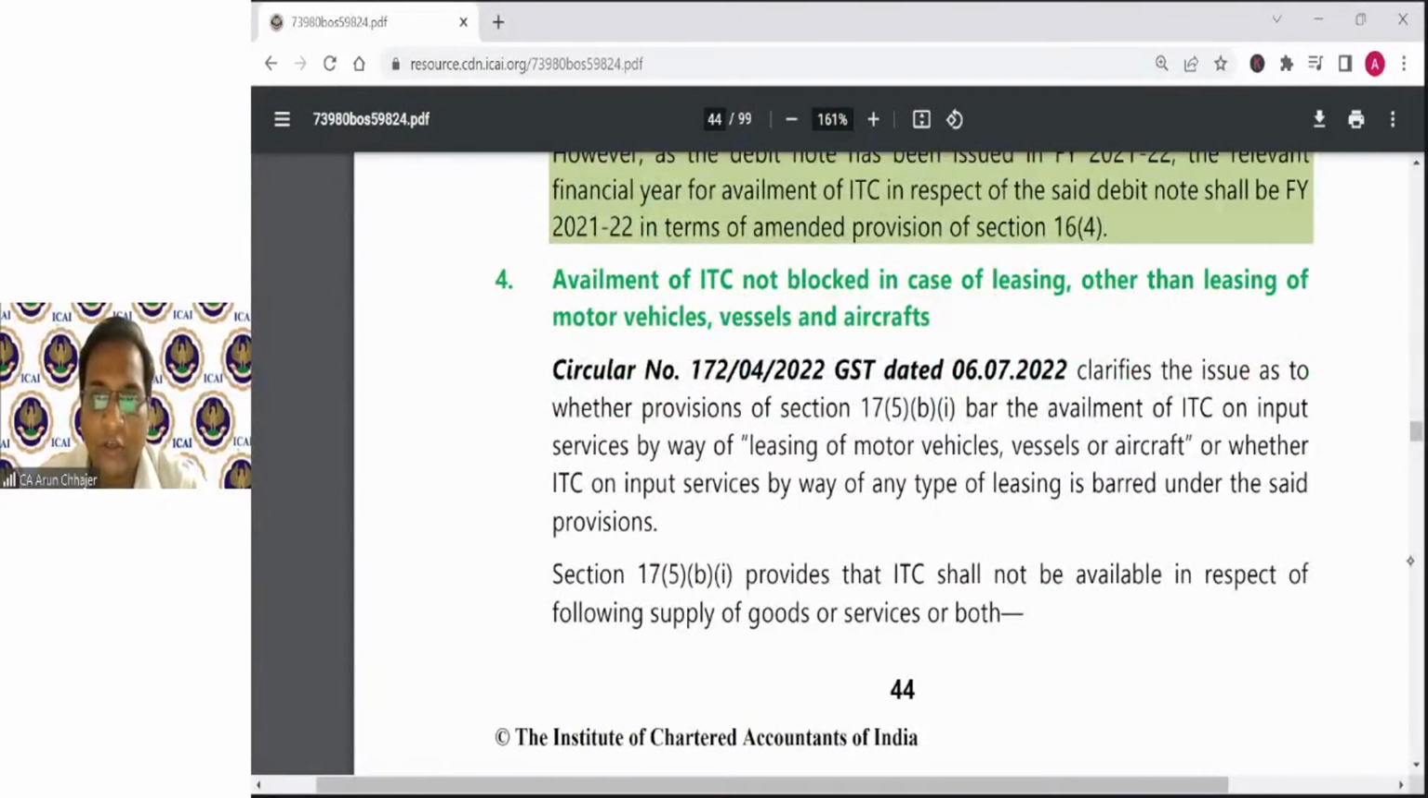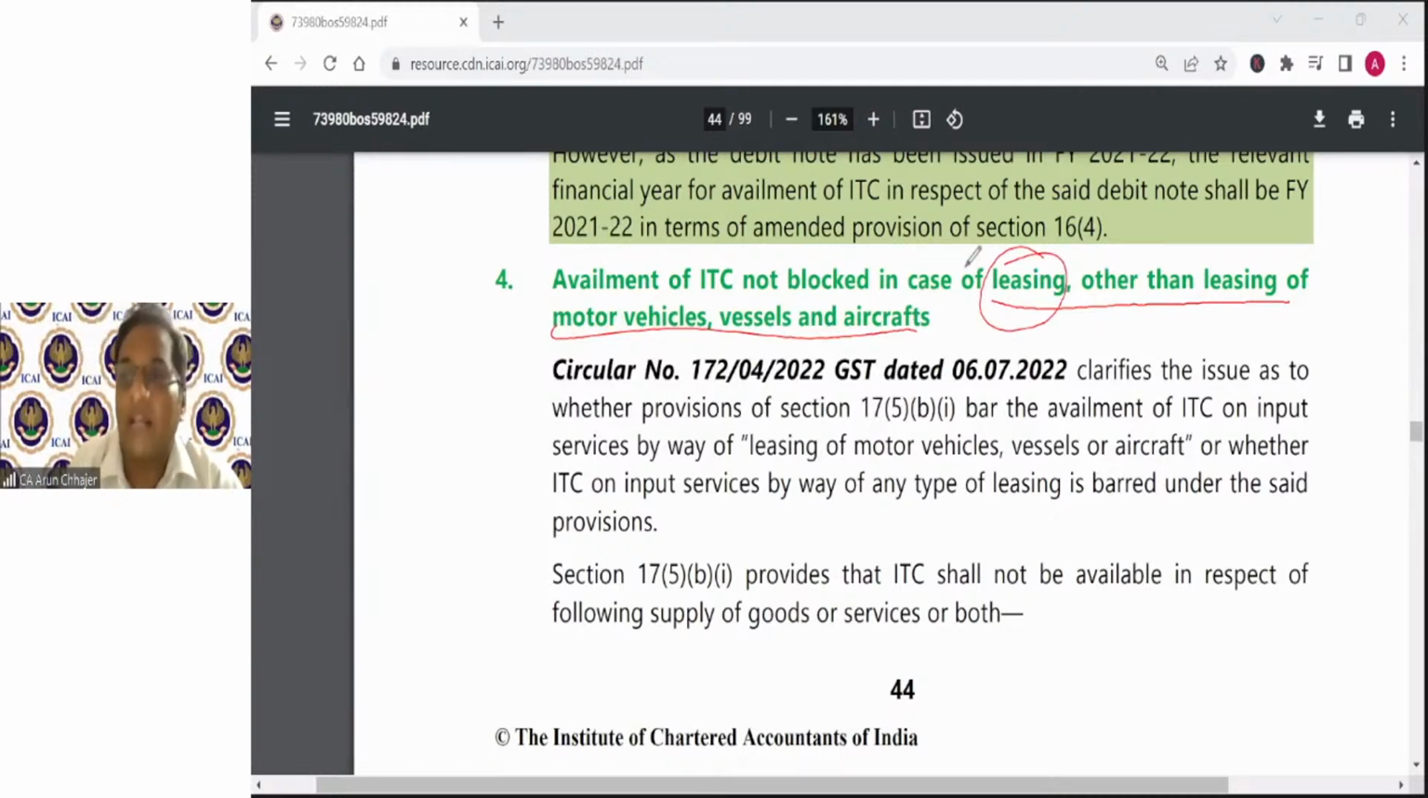Then ITC is not blocked in case of leasing. Yeah, that point was clarified. Leasing other than leasing of the motor vehicle, vessel and aircraft. If you refer to 17.5, they were saying leasing, renting or hiring of motor vehicle, vessel and aircraft referred to in section 17.5 clause A and clause AB.